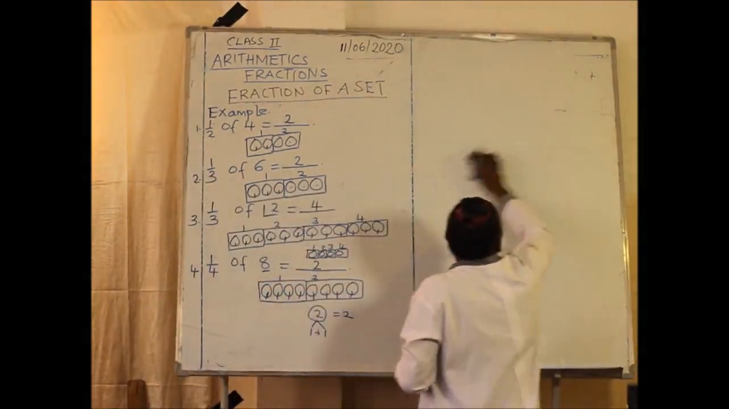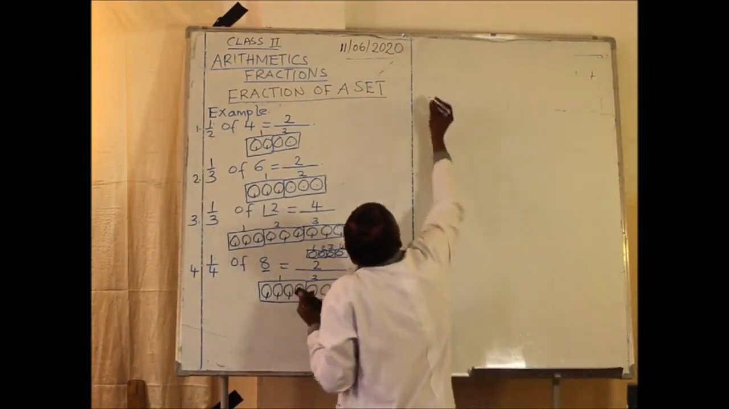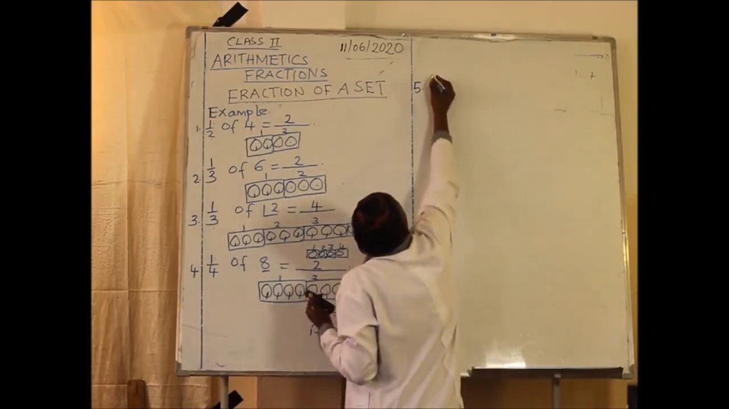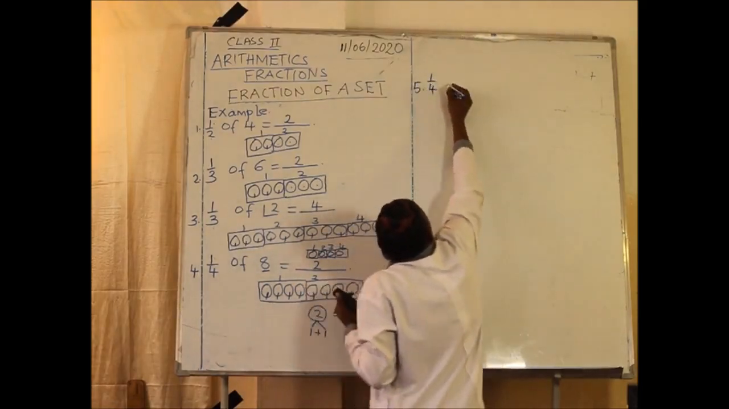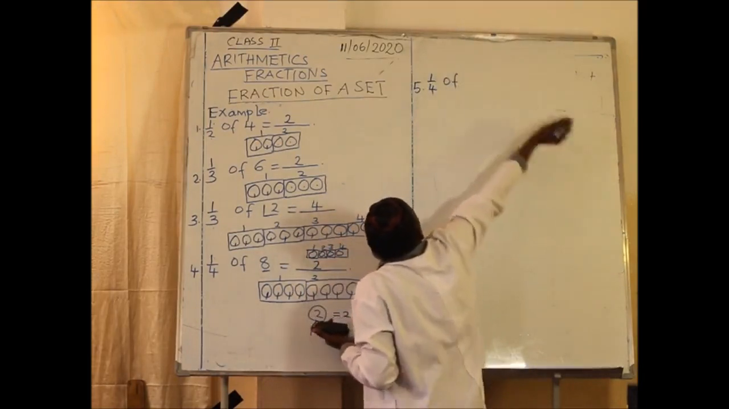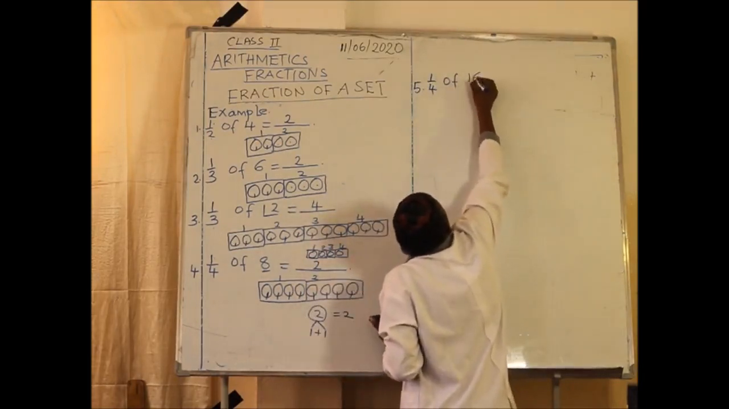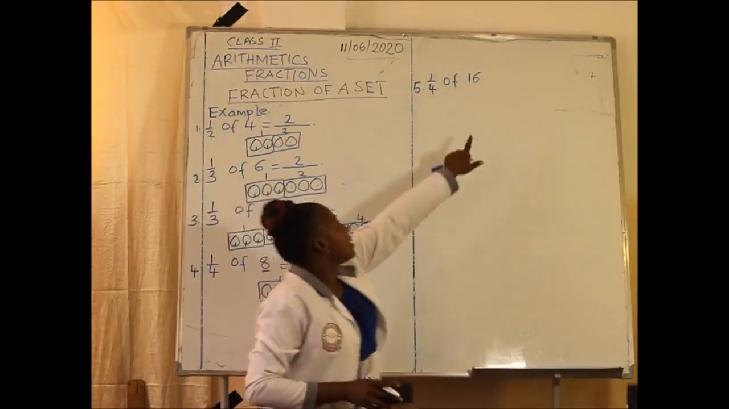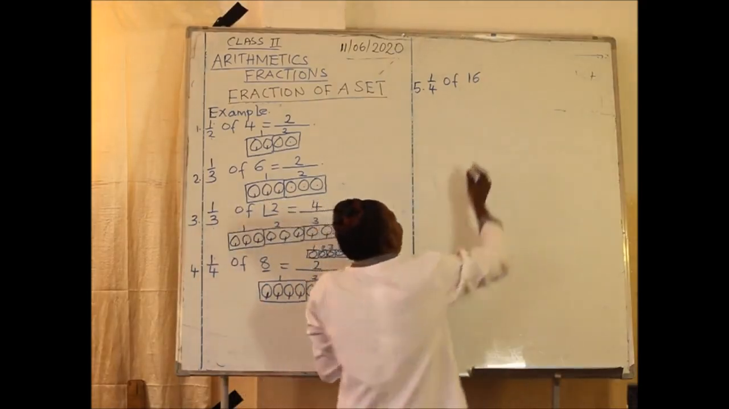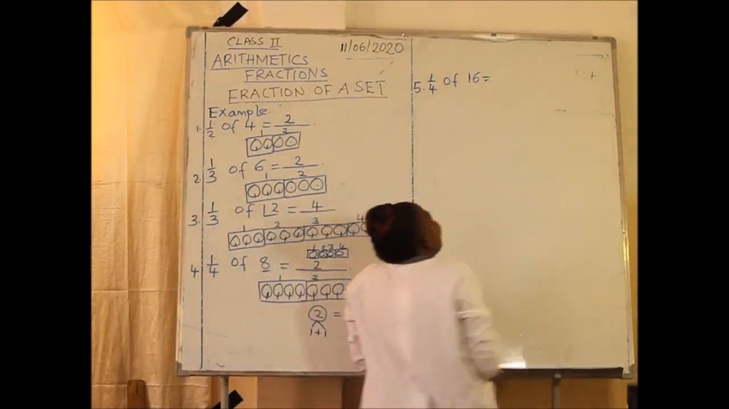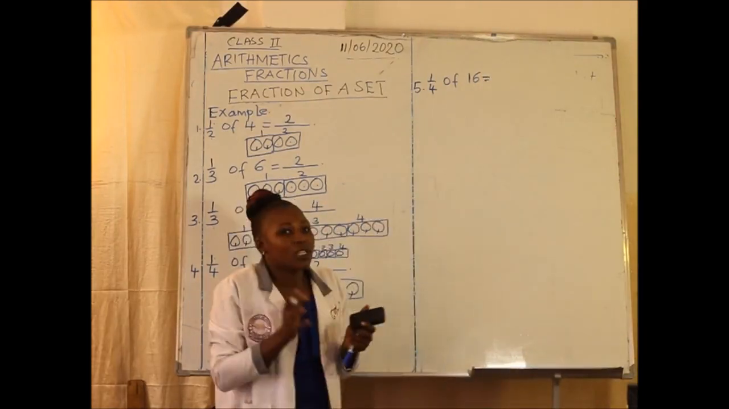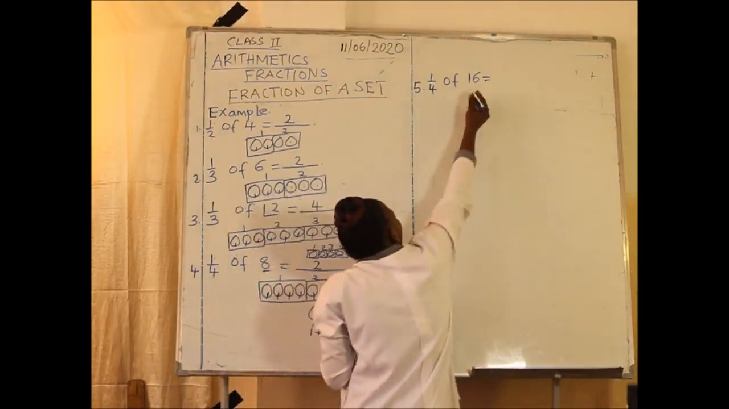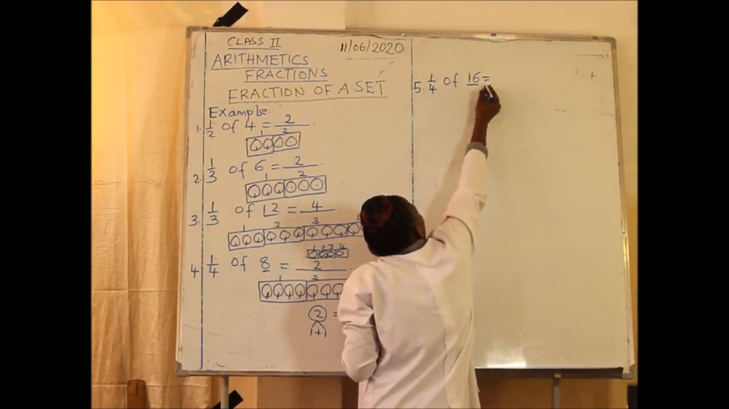Another example, that is example number 5. What if you are given 1 over 4 again, then 1 over 4 of 16. 1 over 4 of 16. Means that you have 16 items, then you're supposed to know the total number of those items as given in the fraction. That is, you have to draw balls according to this number here. This means these are the number of items.